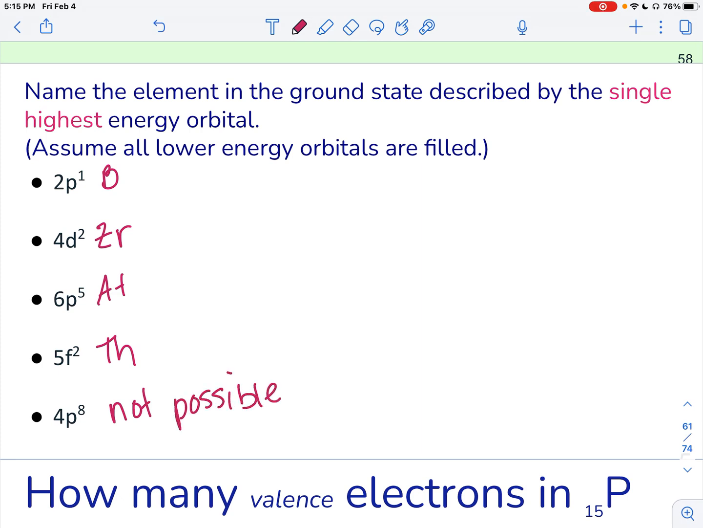Do not let that throw you off. That is something that you very well could see. Them trying to throw you off, or them asking, how do you know which one of these is not an actual element or not a valid electron configuration or something like that, okay? So don't let that throw you off. Don't second guess yourself.